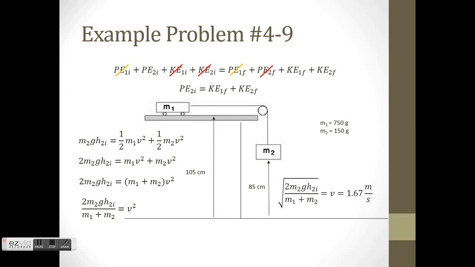And when you plug in all the values, you get 1.67 meters per second. The one thing I'd probably watch out for is to make my height in meters, not in centimeters, or else you get some tricky things happening.